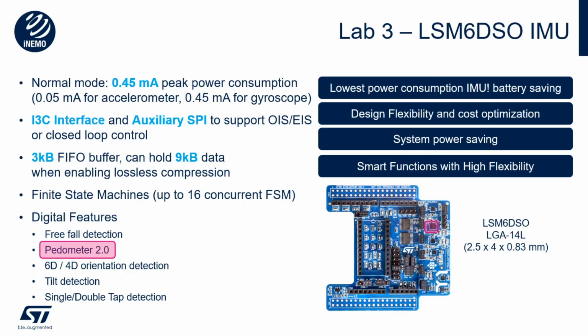The interrupt generation logic is rich in features. It can detect a freefall condition, which corresponds to an acceleration close to zero. It can detect changes in the orientation. It can detect single or double taps, which correspond to acceleration pulses with specified intensity and timing. In this lab we will be using the embedded step counter.